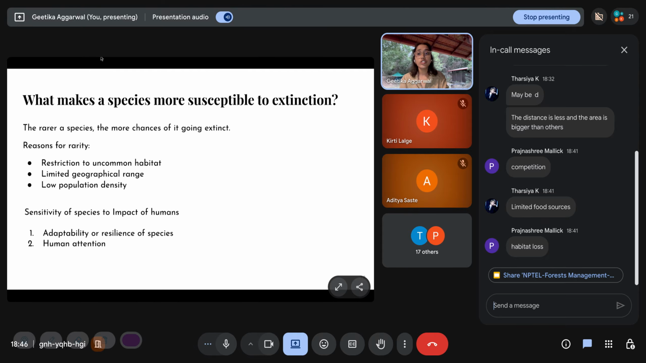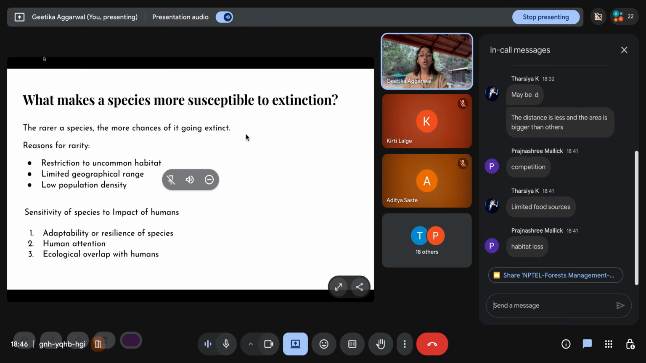Then there is human attention. Certain species get a lot more human attention. For example, charismatic species like elephants, tigers, leopards, whose hides or ivory are being collected by humans, or porcupines. If humans are very interested in hunting them or getting them somehow, then they will be more sensitive to human impact, because they're getting a lot more attention and they're being poached by humans.